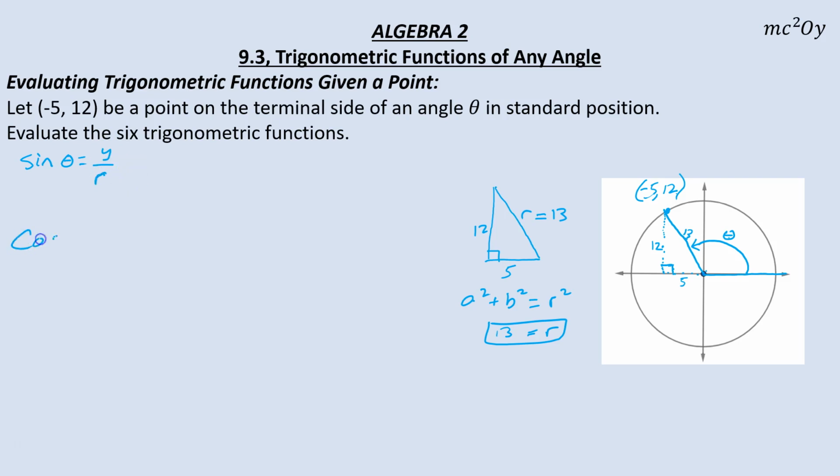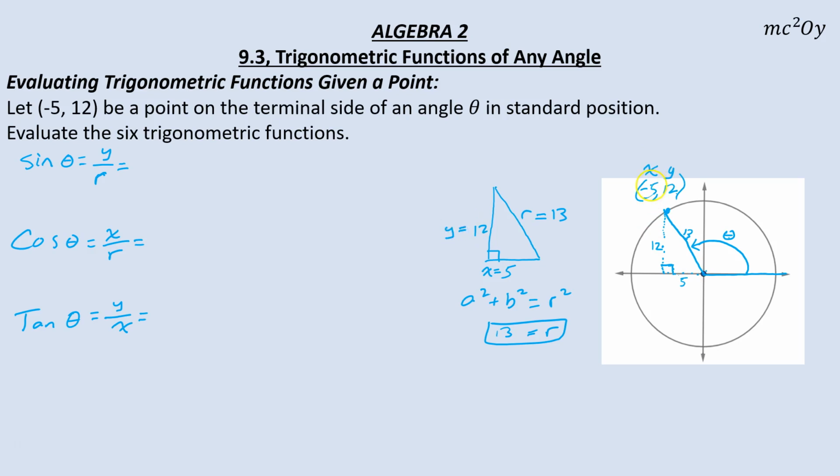And cosine theta, we just went through, is x over r. And tangent theta, which once again we also went through, is y over x. You can go ahead and substitute the correct values in for y and x and r, right? So here's our x. That's our x value, our x coordinate. Here's our y value, our y coordinate.